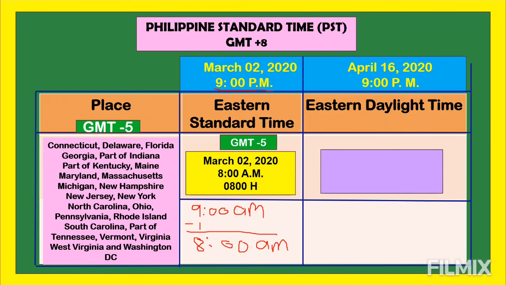But during Eastern Daylight Time, their time zone becomes GMT -4. So it means that the time difference now is 12 hours. So we just get the exact opposite of 9 p.m. For example, we're going to convert 9 p.m. Then the exact opposite of that is equal to 9 a.m. Eastern Daylight Time runs from March 8, 2020, which is Sunday, until November 1, 2020, Sunday also.